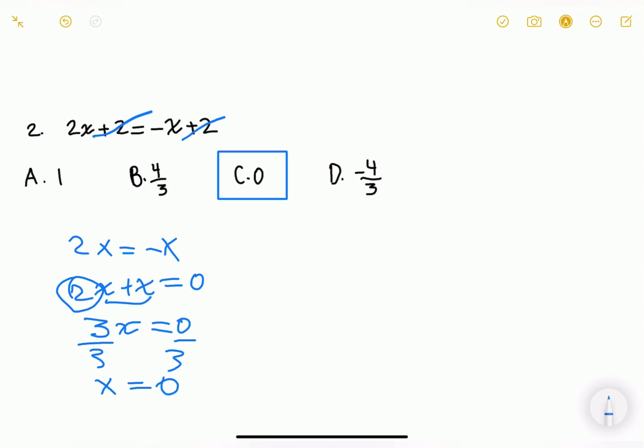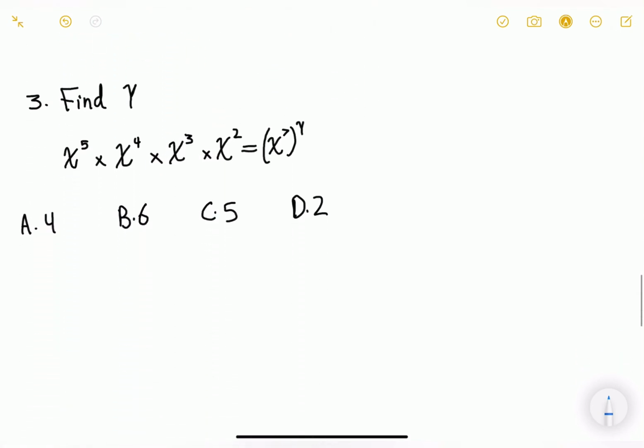Okay, now let's move on to number 3. Number 3 says find y.